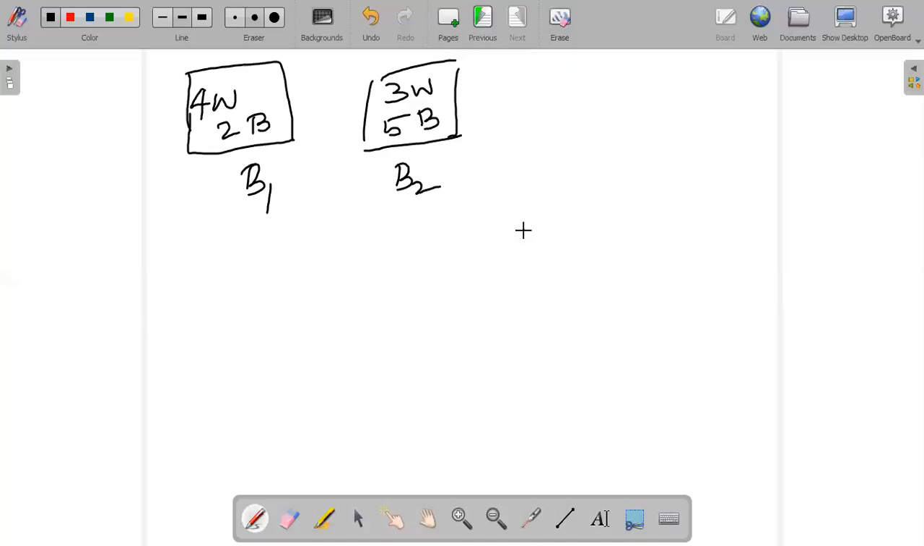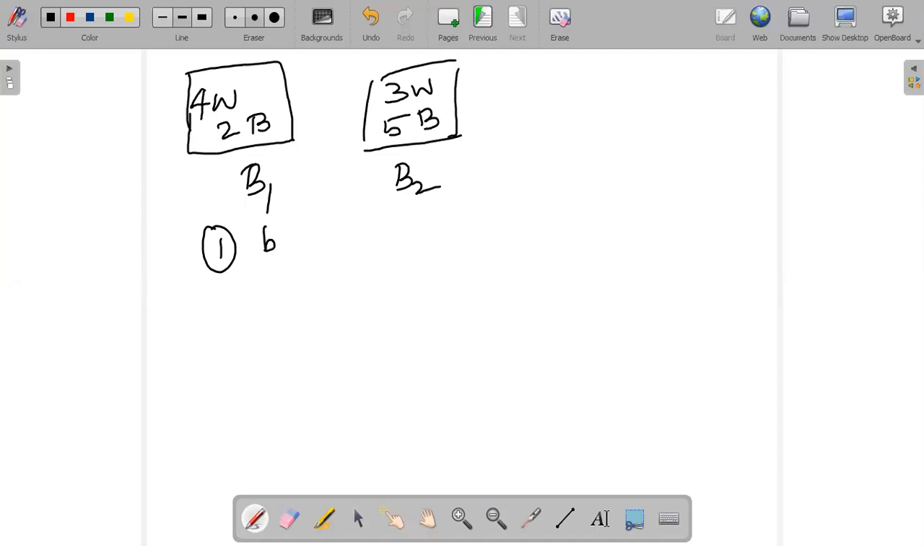The first bag contains 4 white and 2 black balls. Another bag contains 3 white and 5 black balls. If a ball is drawn from each, let us see the different possibilities or the probability of that.